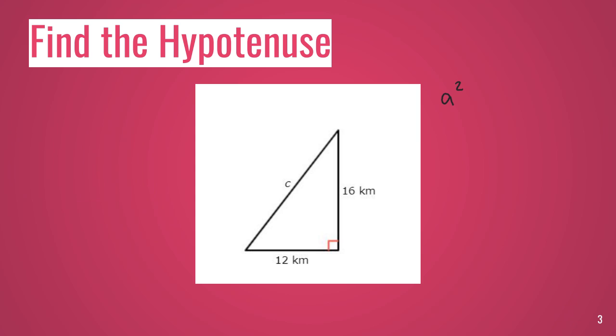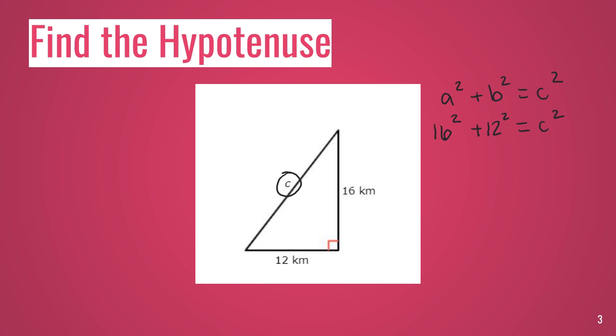So remember that the Pythagorean theorem states that a squared plus b squared equals c squared. And in this case, I am given two of my side lengths and I'm not given c. So which one of these would be a and which one would be b? It actually doesn't matter which one is a and which one is b. So I'm just going to use 16 for a and 12 for b. So I have 16 squared plus 12 squared equals c squared.